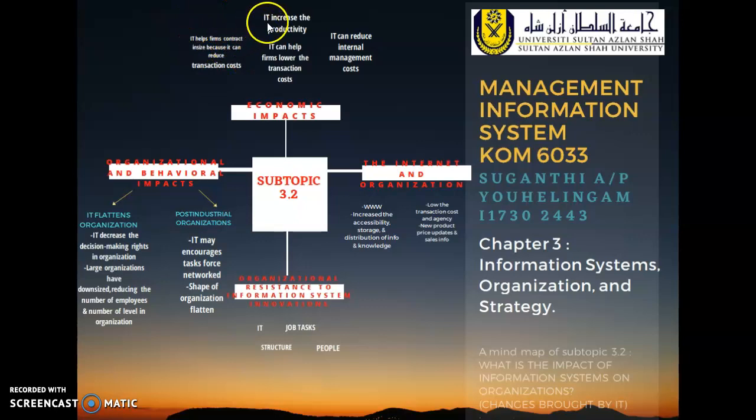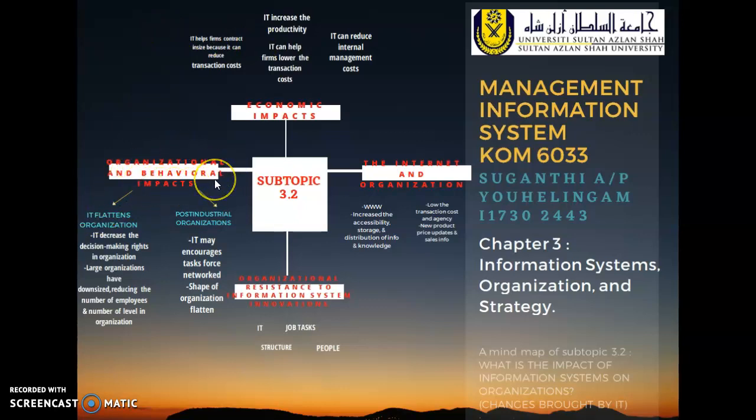Okay. Next, IT also increases the productivity of the organization, and firms lower the transaction cost of hiring employees, suppliers, and distributors. IT also reduces internal management costs by managing itself with the help of information technology.